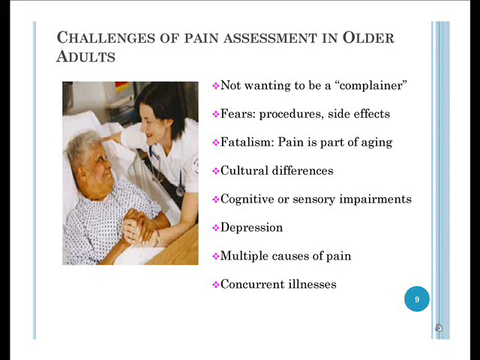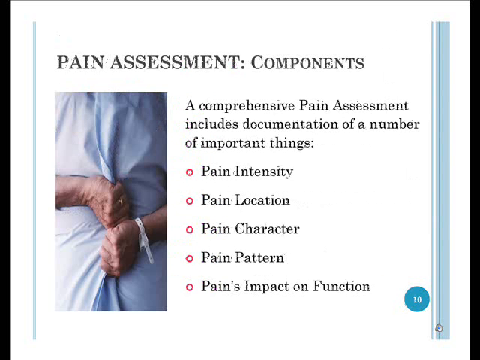And concurrent illnesses are important and challenging. Many treatments can be either inappropriate or appropriate based on comorbidities such as cardiac disease, liver disease, kidney disease. So being aware of those is important when we're thinking about what the treatment plan needs to be.